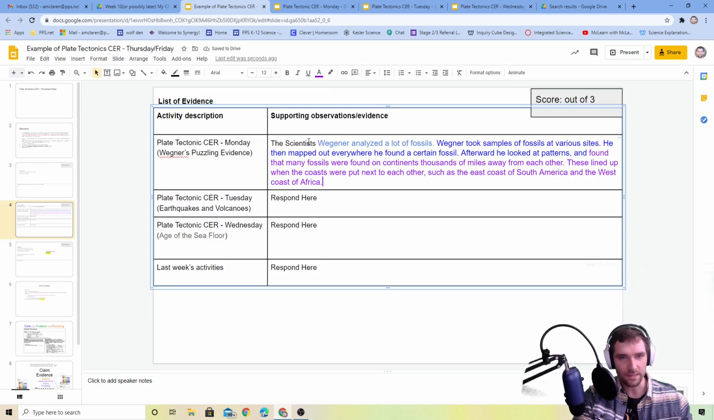Like I've basically told you, okay, the scientist Wegener analyzed a lot of fossils, and I told you what he did. He went to these various sites. He then mapped out wherever he found them, and he looked for patterns, and he found that many of these fossils lined up on continents thousands of miles away. And they lined up when the coasts were put next to each other, such as the east coast of South America and the west coast of South Africa.